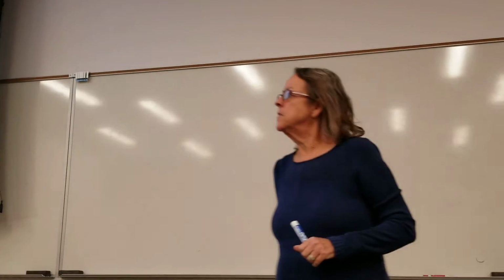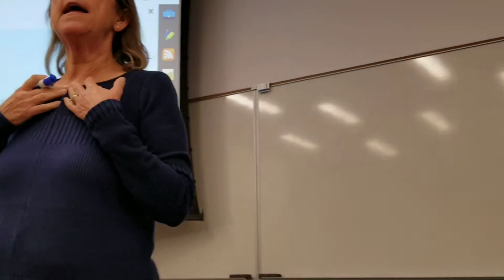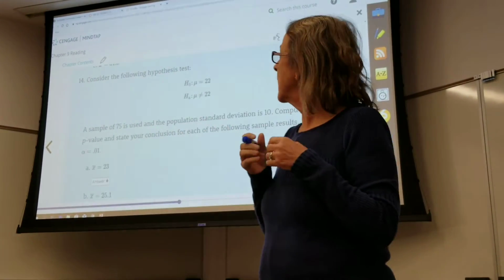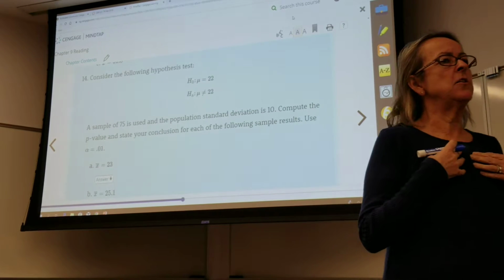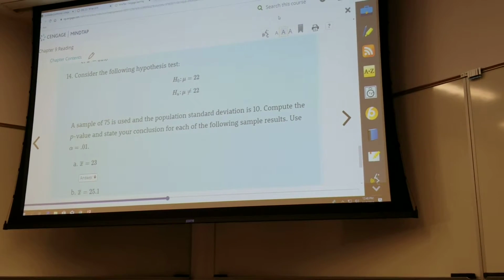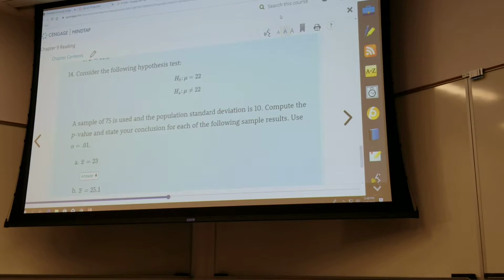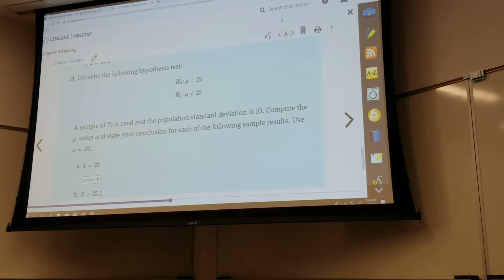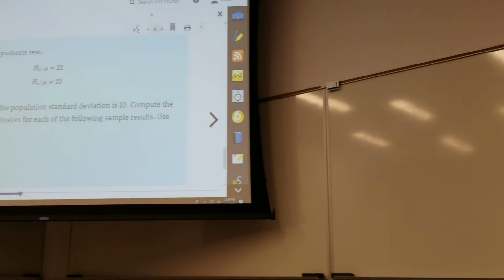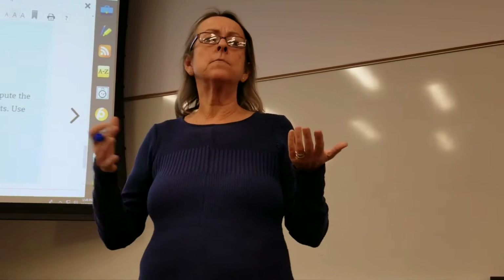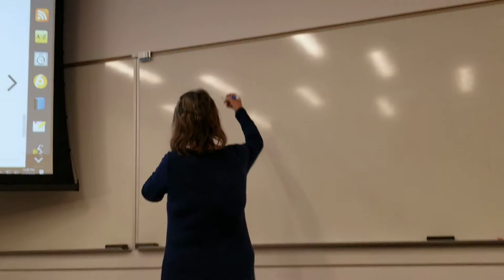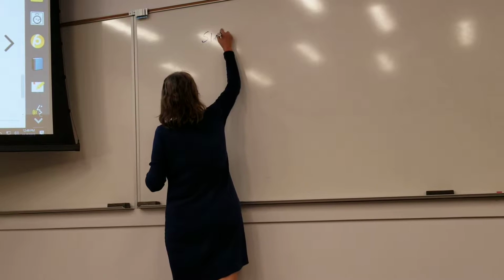So in A, the claim is that mu equals 22. And you tested for mu is 23, and you should not have been able to reject the null hypothesis, because getting 23 is quite likely. It will happen more than 38% of the time. So in B it says, what if you got an X bar of 25.1? Is that different enough? So I'm going to go through it with you to help you kind of collect your thoughts.